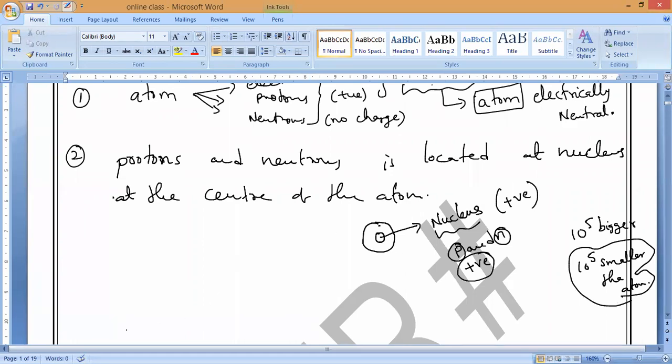So that is the second point suggested by Mr. Niels Bohr. So if you take here, what is the first point?